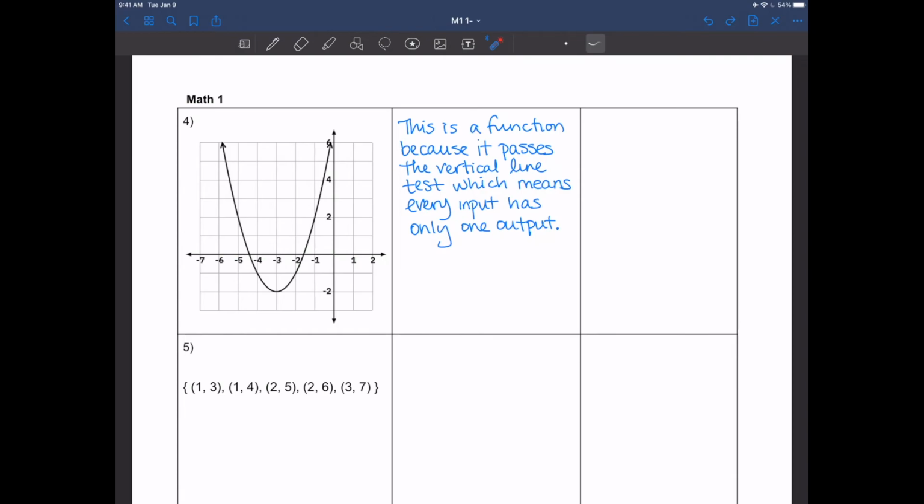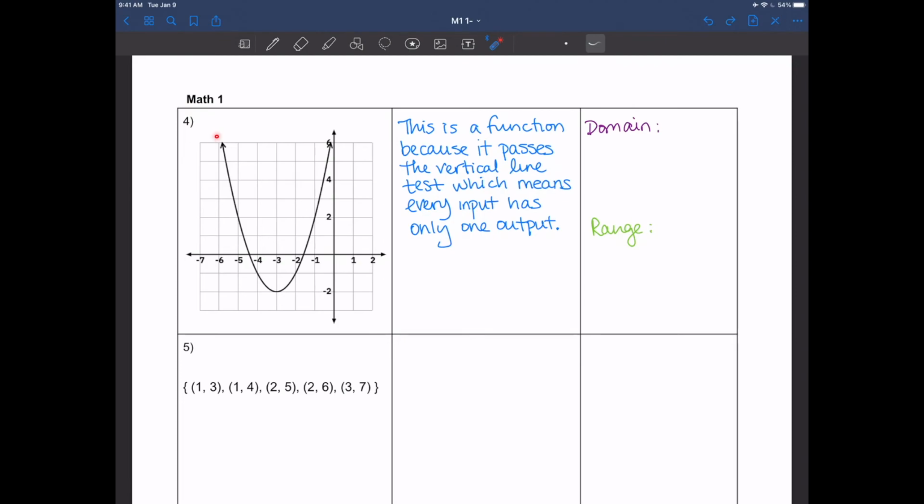Now, you cannot leave your answer like that. What does passing the vertical line test mean? Always relate it back to the definition. You must have every input has only one output in your final response. So this is a function because it passes the vertical line test, which means every input has only one output. Let's find the domain and range now of this function.